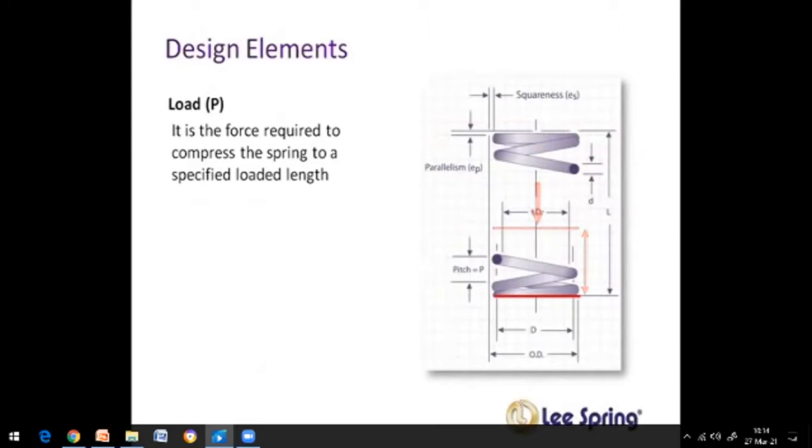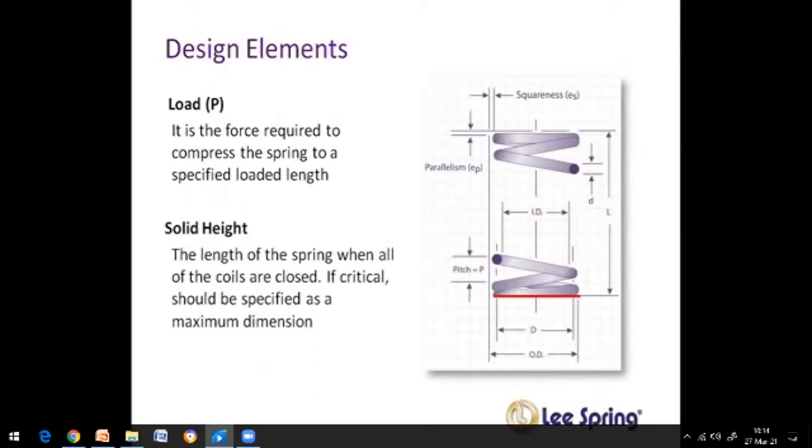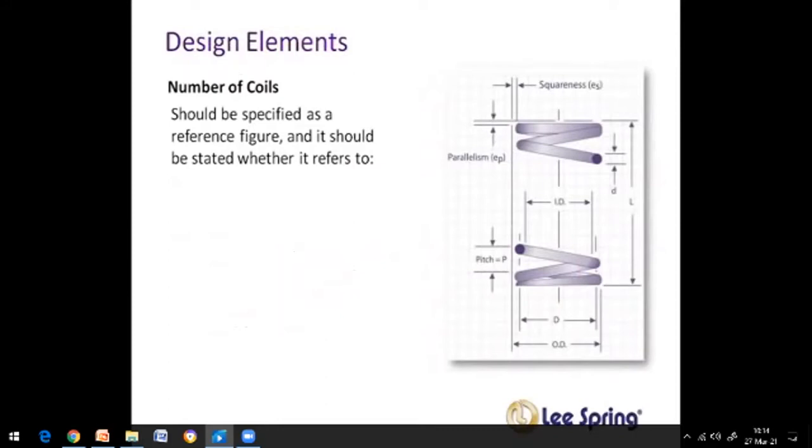Another important element is a spring's solid height. The solid height is a dimension of a spring when all the coils are closed. This dimension, if critical to an application, should be specified as a maximum dimension. The number of coils should be specified as a reference figure and should be stated whether it refers to the total coils, which includes all coils including those which are used to form the ends and may not deflect under load, or the active coils, which are those coils which are free to deflect under load.